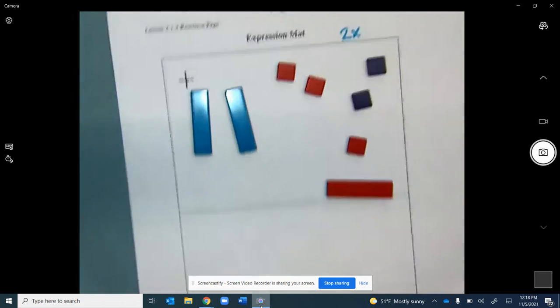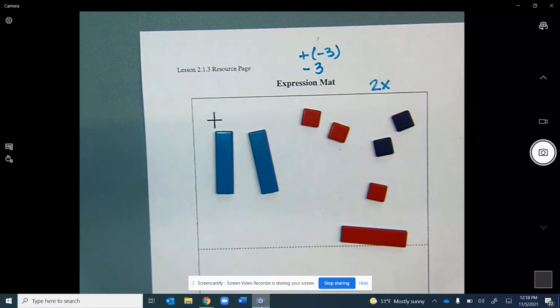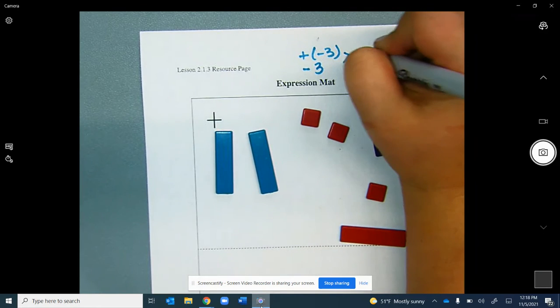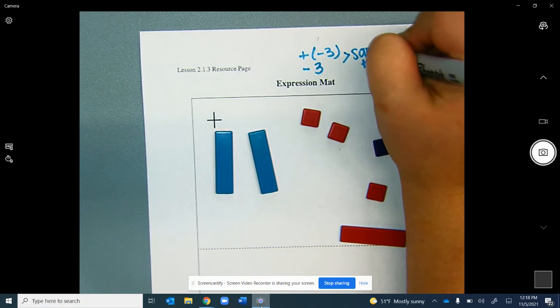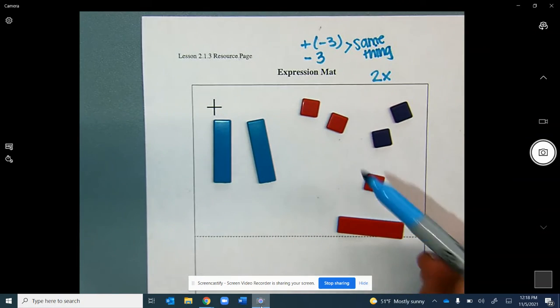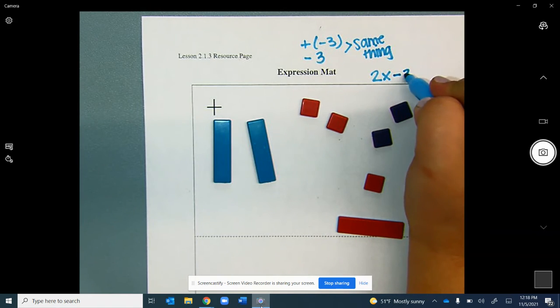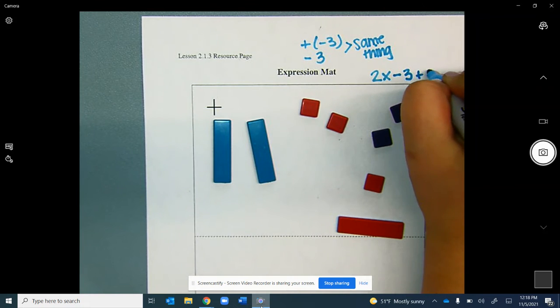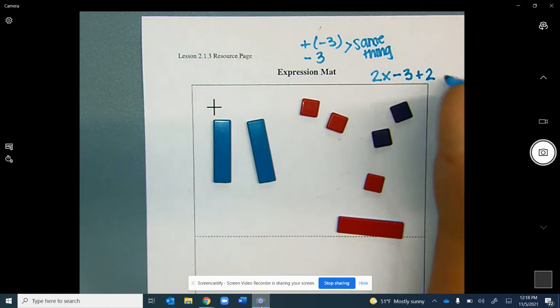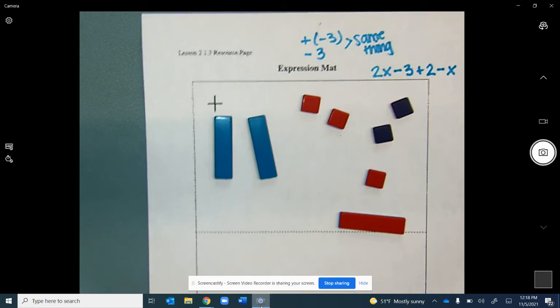Oh, you can't see that. Plus -3. Or we can say -3. Those are the same thing. Okay, I think some of you are getting confused on this. So for me, in my brain, it's easier if I see that these are red, if they're negative, I'm just going to subtract. All right, and then I see two positives, so plus 2, and then a negative x, so minus x. That's what I have up here on the top.